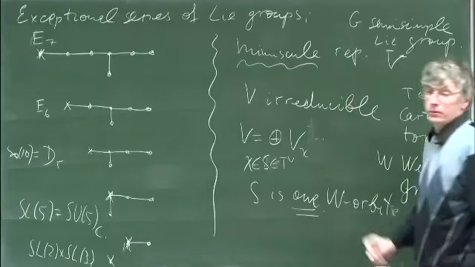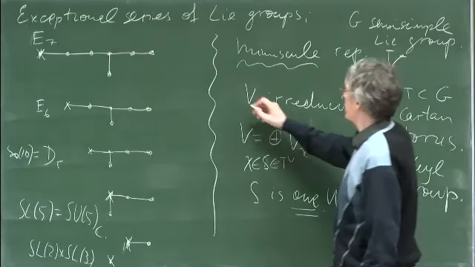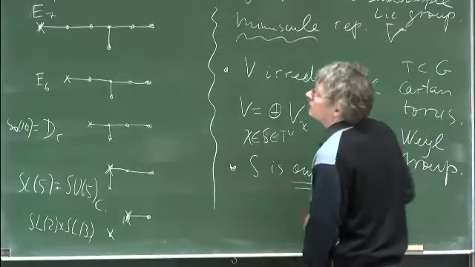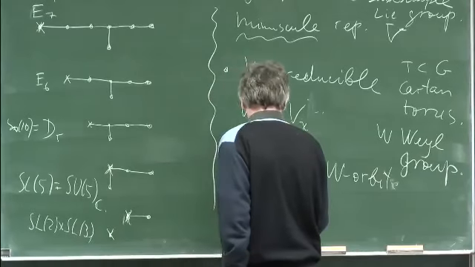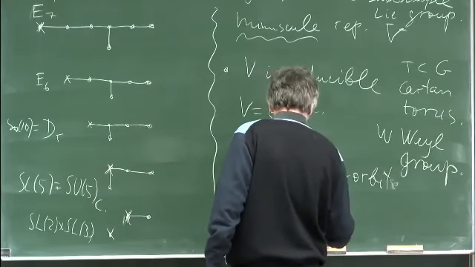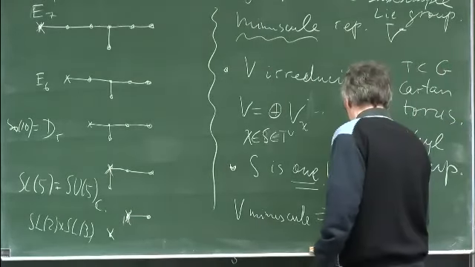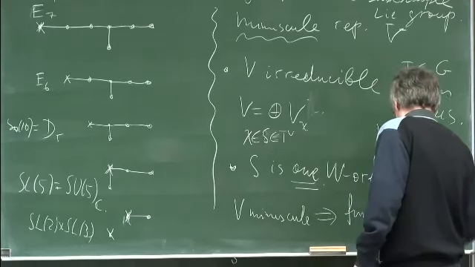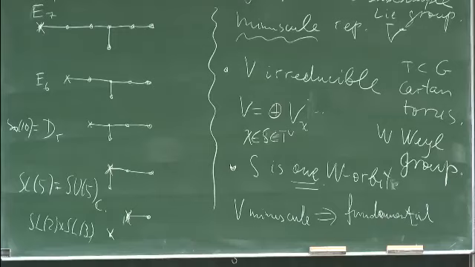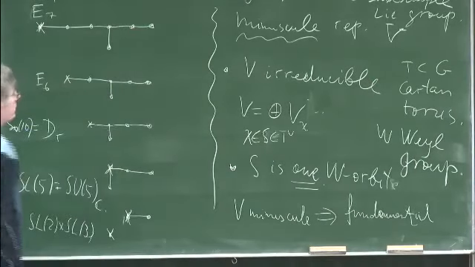Just one W orbit. So there are two properties, this one and this one. It follows that if V is minuscule, then it's actually a fundamental representation, which means that it corresponds to some fundamental root of the root system. And fundamental roots correspond to vertices of the Dynkin diagram.